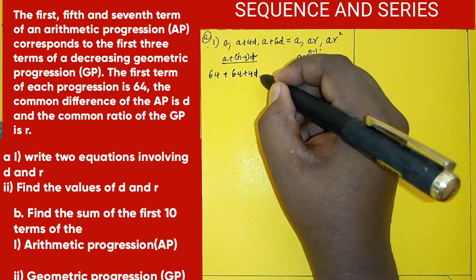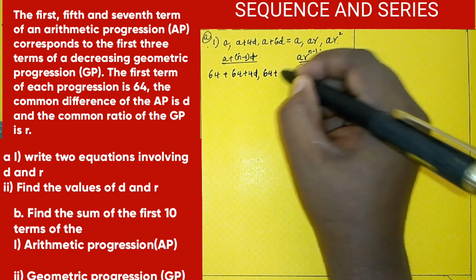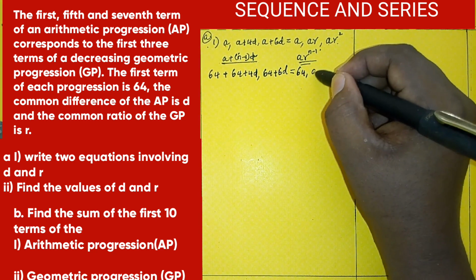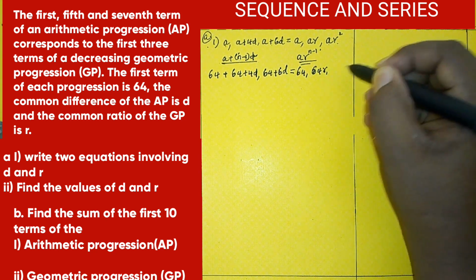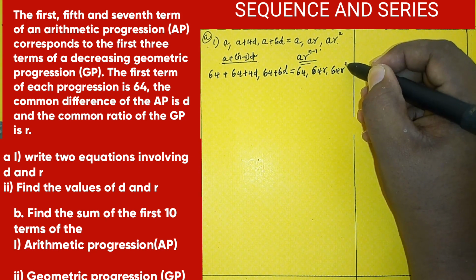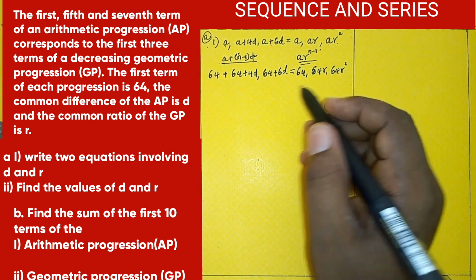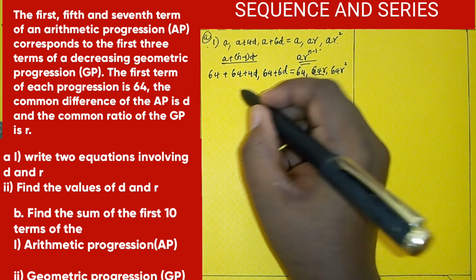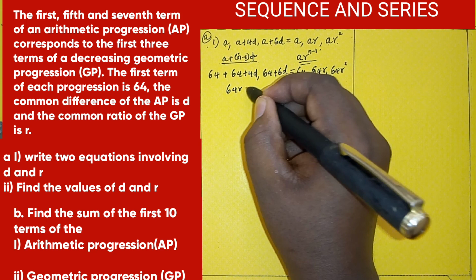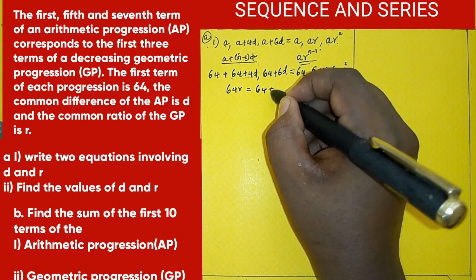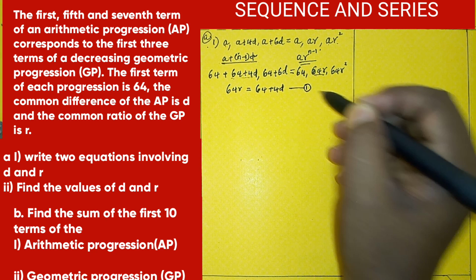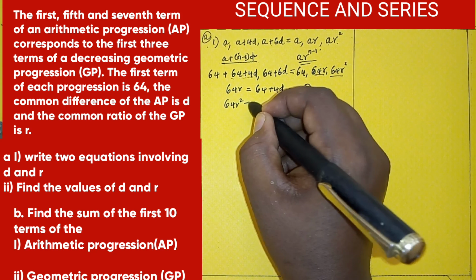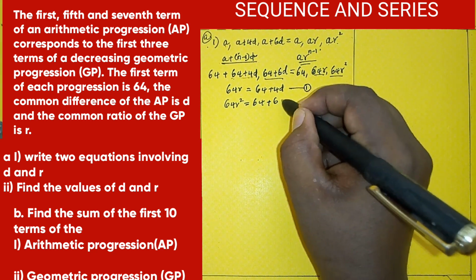64 plus 4D. Then we have 64 plus 6D for the AP. For GP, we also have 64. Then we have 64R, then we have 64R squared. So we equate the terms that correspond to one another. So we have 64R equals 64 plus 4D. Then the third term of GP, 64R squared, is 64 plus 6D.